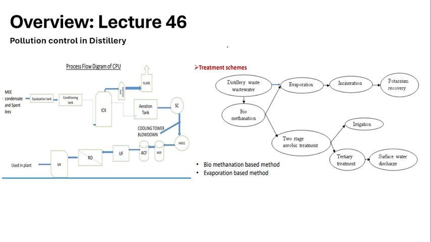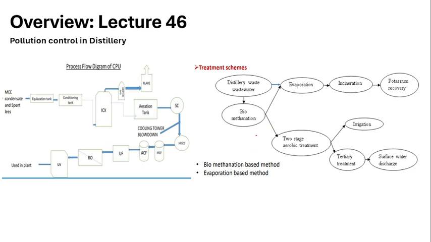So now, here if you see the treatment schemes adapted for the distilleries include, first, the distillery wastewater is collected. It can be subjected to evaporation directly, or it can go to the biomethanation process. In the case of evaporation, as I said, we have the multiple effect evaporator, which is going to completely remove the water from it, and then we can incinerate the solid residues also. Finally, we can recover potassium from it. So this is one way of treatment.